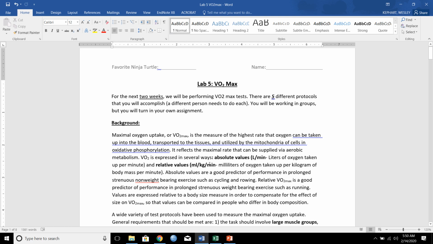Now, with both of these, there are different predictive capabilities. Absolute VO2 is a little bit better at predicting aerobic performance in exercise that isn't so much weight bearing, like cycling or rowing, where really it's the gears or whatever you're pulling against that you're moving, not necessarily moving yourself through space and time. Relative VO2 is a little bit more predictive of aerobic performance in sports where you're actually moving yourself. Running is probably the biggest one that all of us think of.